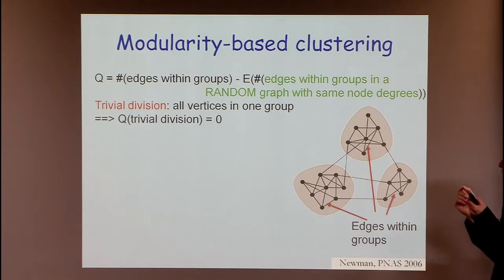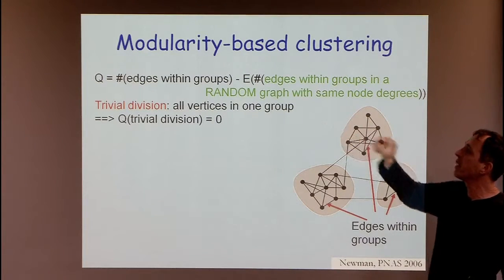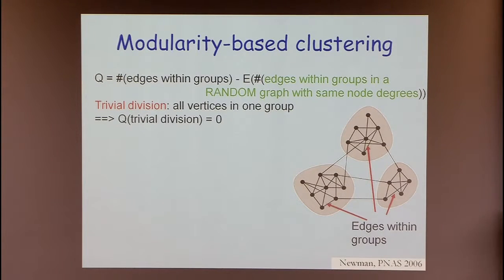Okay, so this modularity function has two terms. One term is the number of edges within groups, and the other term is the expectation of this number under, again, a random graph model with the same node degrees. Okay? So a nice feature of this modularity function is that if your graph doesn't have a clustering, then the trivial division is, of course, that all vertices are put in one group, and then the modularity function for this trivial division is 0.